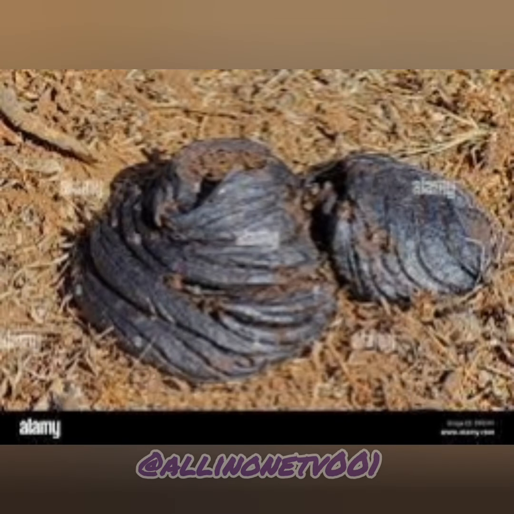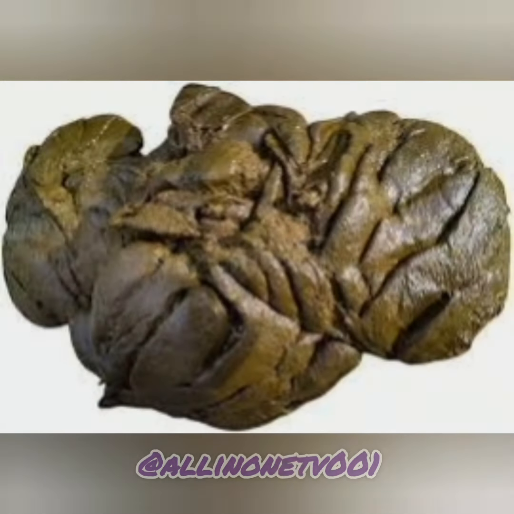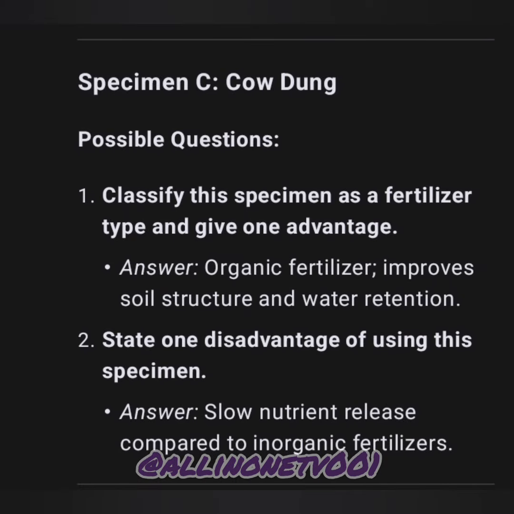Specimen C is cow dung. Specimen C, cow dung. You can see the diagram and the image. The possible question for specimen C: one, classify the specimen as a fertilizer type and give an advantage. Answer: it's organic fertilizer, improves soil structure and water retention. That is for cow dung. Then two, state one disadvantage of using this specimen. Answer: slow nutrient release compared to inorganic fertilizer. So it has slow nutrient release.